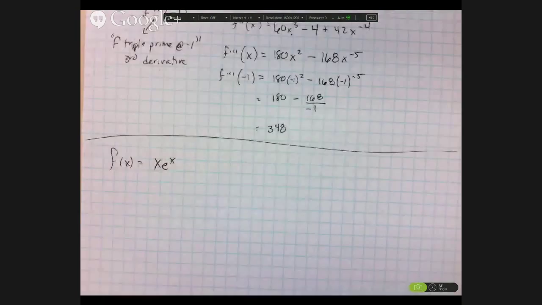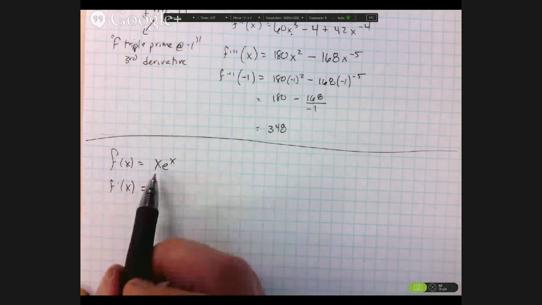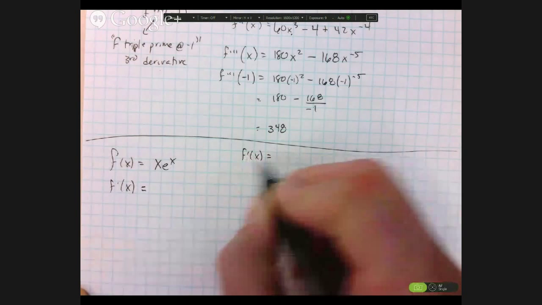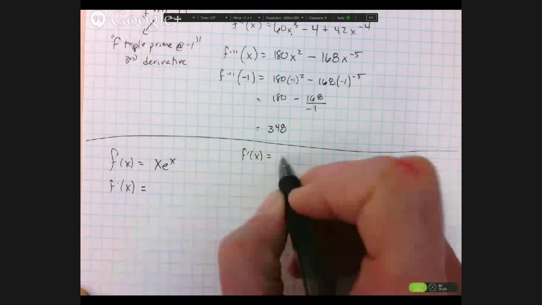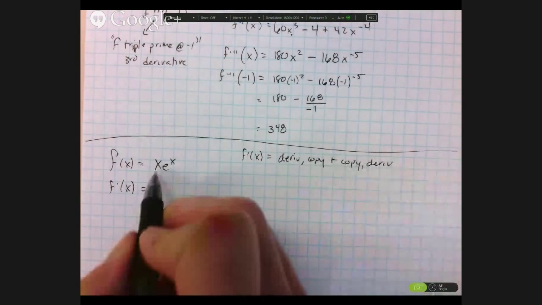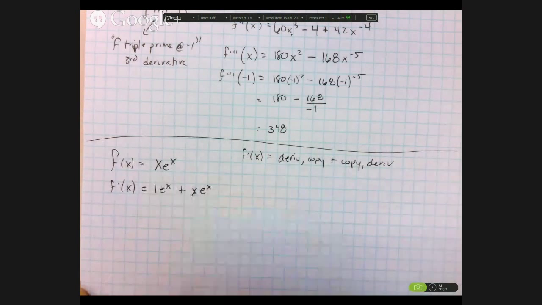It's a product rule. It's going to get nasty, but you've got to keep going. This is an evil, sadistic math teacher way of making you practice your power rule and your product rule. So what's f prime of x? The product rule: we take the derivative of the first, copy the second, plus copy the first, derivative of the second. See how this is going to expand fairly quickly?